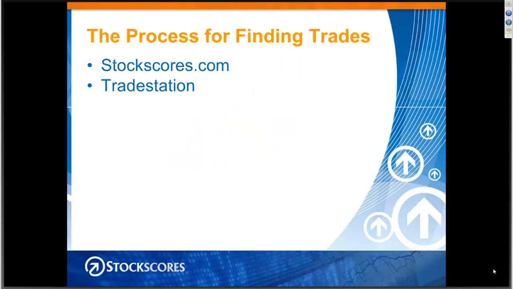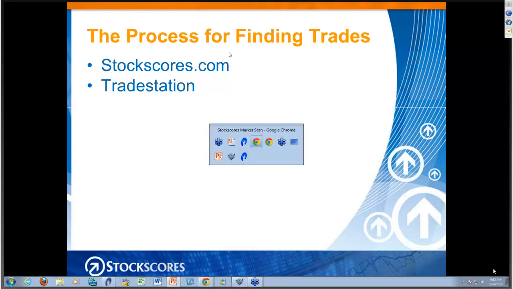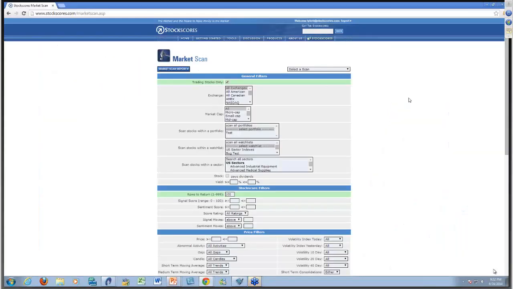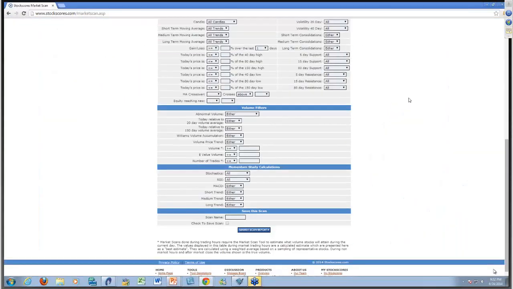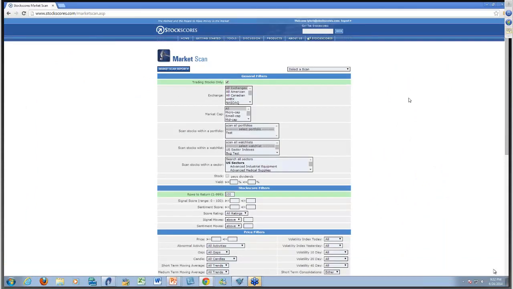All right. So now let's talk a little bit about the process for finding trades. And I have two tools that I use for active trading. Stockscores.com is the website that I own. I'm sure you're all familiar with that one. And in that website, we have a tool called the Market Scan, which allows me to filter through the entire market looking for stocks that meet my basic criteria.